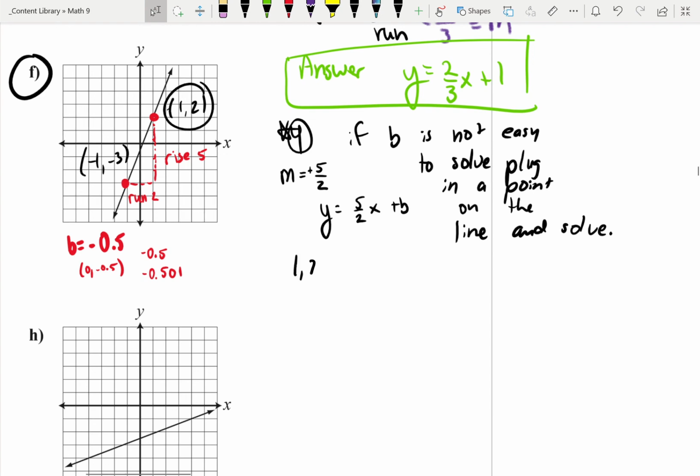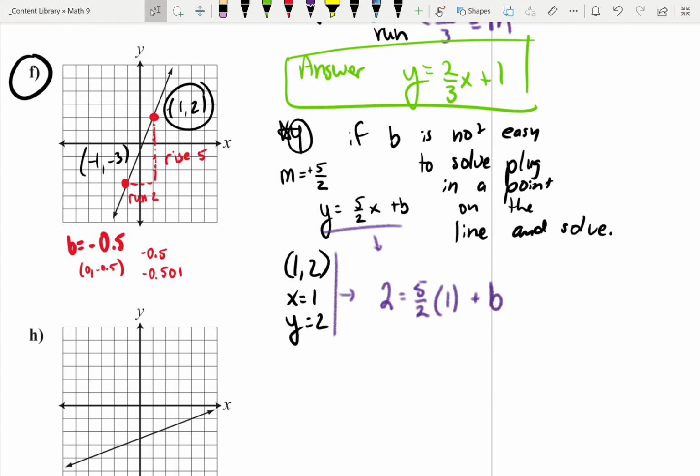So I'm going to use (1, 2), which means that I'm going to plug in x equals 1 and y is equal to 2. Plugging these into this equation here, I have 2 is equal to 5 over 2 times 1 plus b. So I have to solve for b. First thing, I'm going to multiply these together. So I have 2 is equal to, well, this is easy, 5 over 2 plus b.